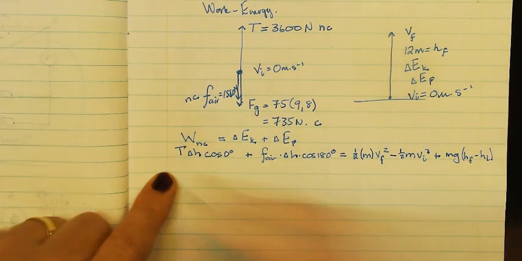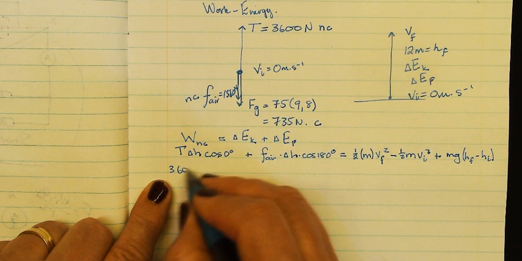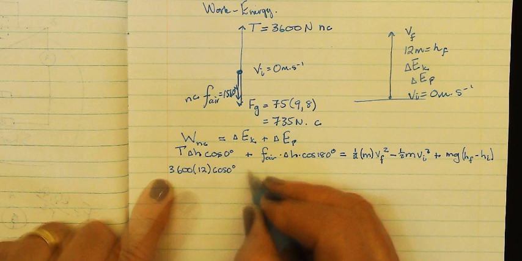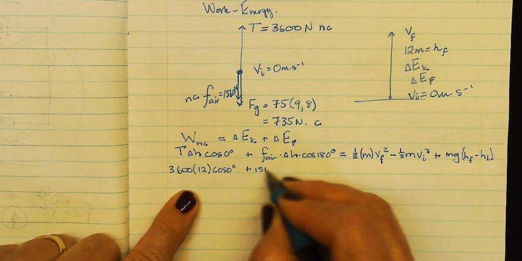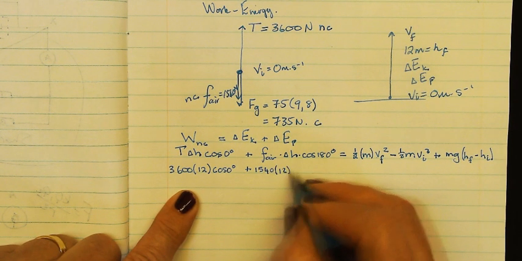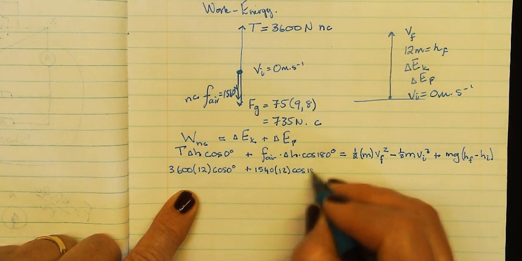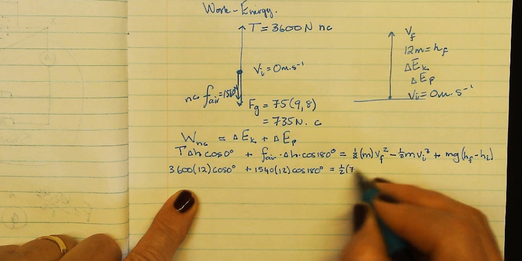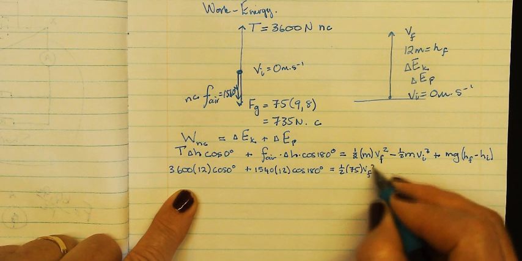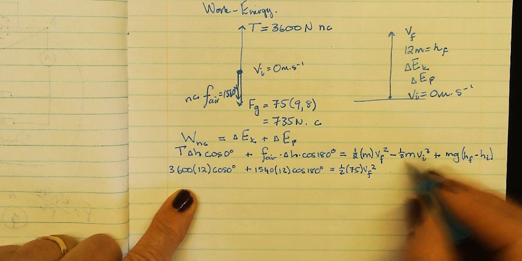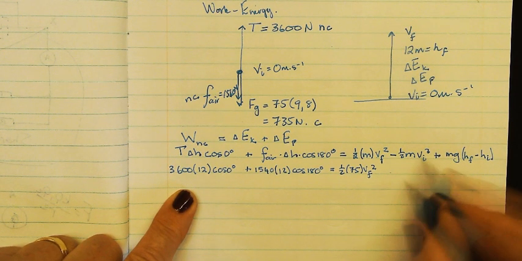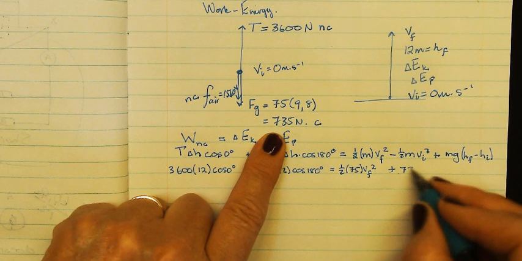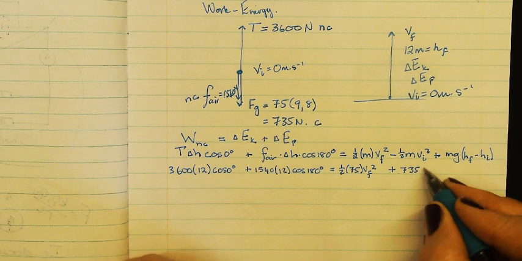Now for the substitutions. 3,600 times 12 cos 0, which is 1, plus 1,540 times 12 cos 180, which is minus 1, equals a half times 75 Vf squared, and his initial velocity was 0, so that falls away, plus 735 times 12.